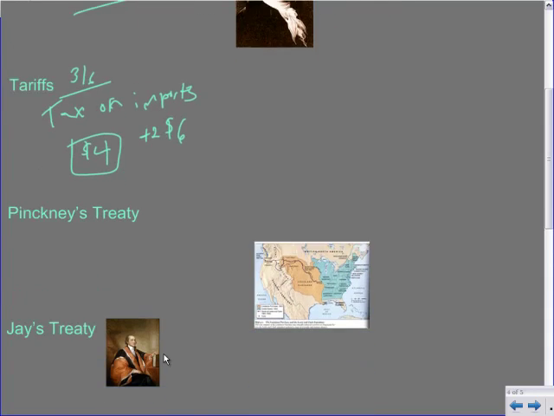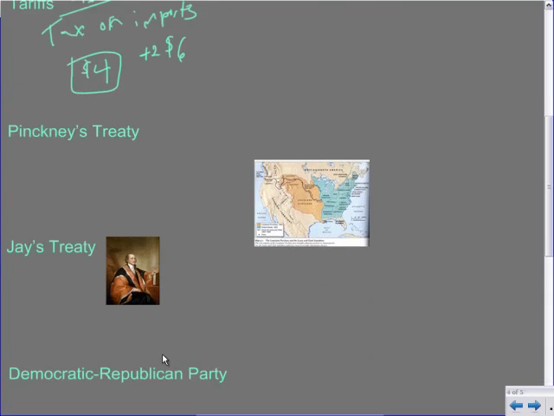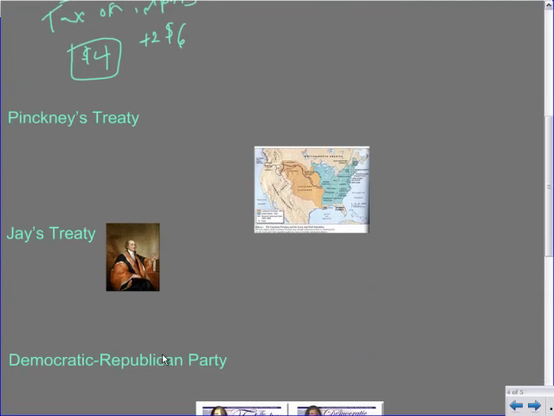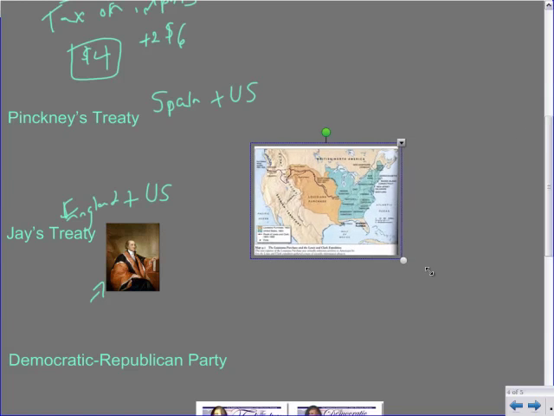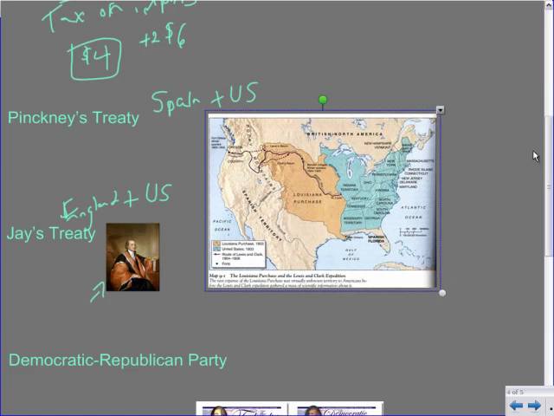The next thing we look at are these 2 treaties, Pinckney's and Jay's Treaty. Now we're going to talk about both of these together. Pinckney's Treaty is between Spain and the U.S., and Jay's Treaty is between England and the U.S. So this is John Jay down here. This is what you really need to understand about both of these treaties.